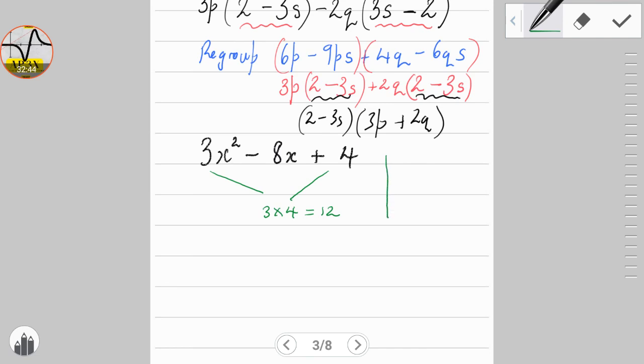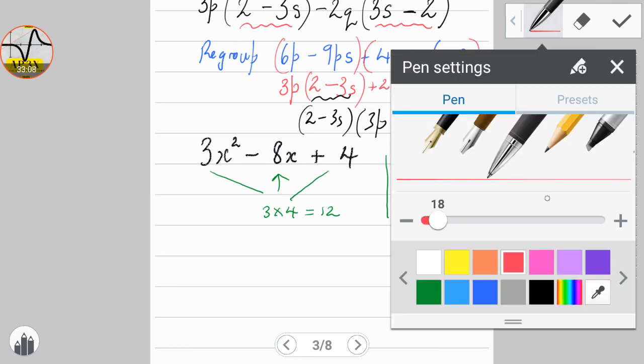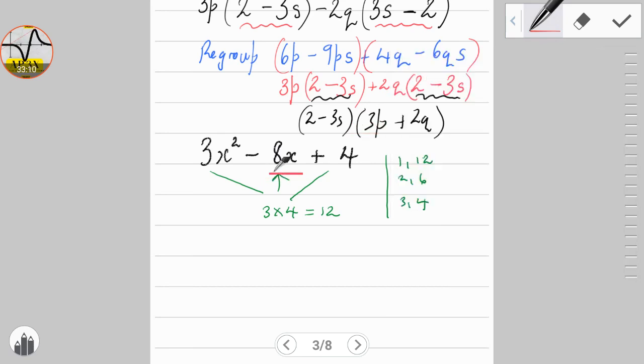So the factors of 12 are pairs of numbers that will produce the product 12, and at the same time give us a result of minus 8 when we add or subtract them. So we're going to start with 1 and 12. 1 times 12 is in fact 12. 2 times 6 is in fact 12, and of course 3 times 4 is 12. Now our aim is to choose the pair that will produce minus 8 when we add or subtract.